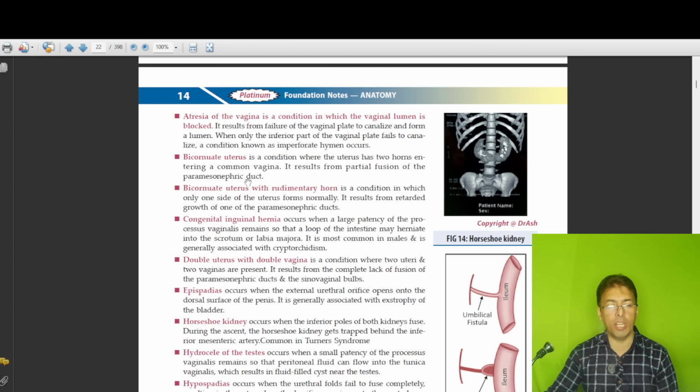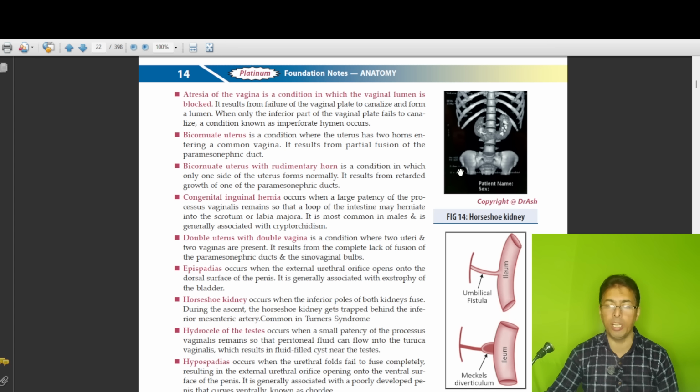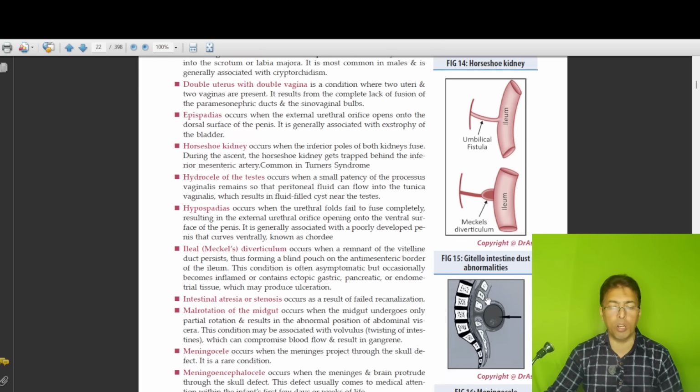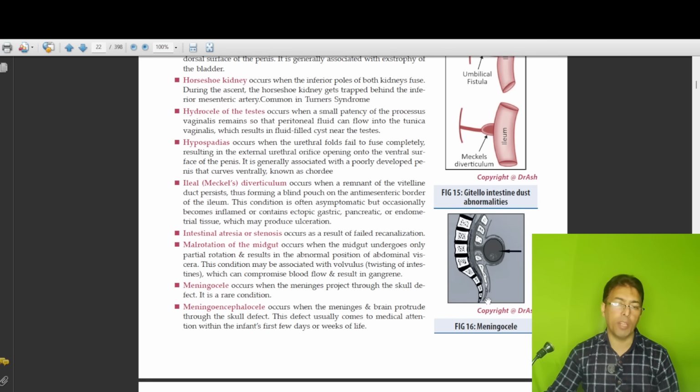For example, vaginal atresia, bicornuate uterus, and double uterus with double vagina have been asked so many times. Horseshoe kidney was also asked many times, and I have given a CT scan image of it, as well as of Meckel's diverticulum, because image-based questions are also an important part of the MCQs in NEET PG, FMGE, INICET, and qualifying examinations.